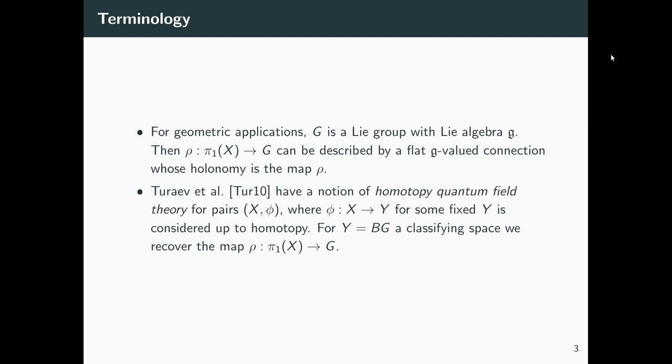There is a different terminology and a slightly different viewpoint used by Turaev and a number of other authors. There's a reference there if you want to read more about that. He wrote a book on them. They call these homotopy quantum field theories, which in principle is a more general object, because instead of this category of spaces and these representations, you have spaces and maps phi into some fixed space Y, considered up to homotopy. And the reason that's related to this is that if Y is the classifying space of a group, you recover this representation. You could conceivably consider more general things.